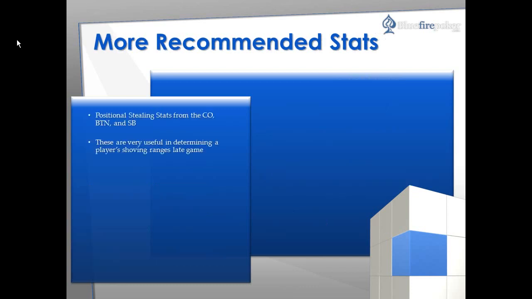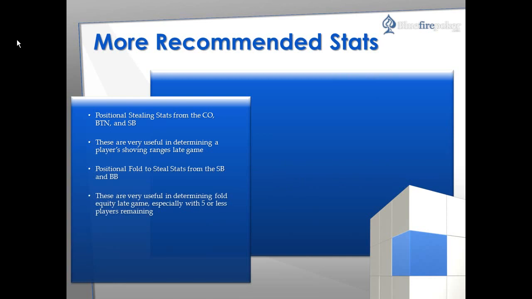A couple more recommended stats are the positional stealing stats from the cutoff, button, and small blind, and these are very useful in determining a player's shoving ranges in the late game. Also, the positional fold to steal stats from the small blind and big blind are very useful in determining fold equity late game, especially with 5 or fewer players remaining. This is because there will be many more shoves going on at that time of the game, and many more of the shoves are going to be from actual stealing positions, so these fold to steal stats will have a much bigger sample size to work with at that stage of the game.